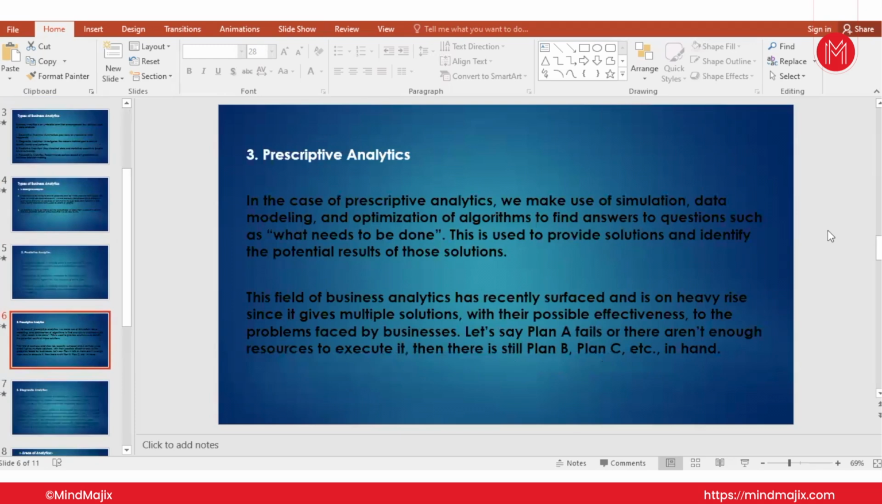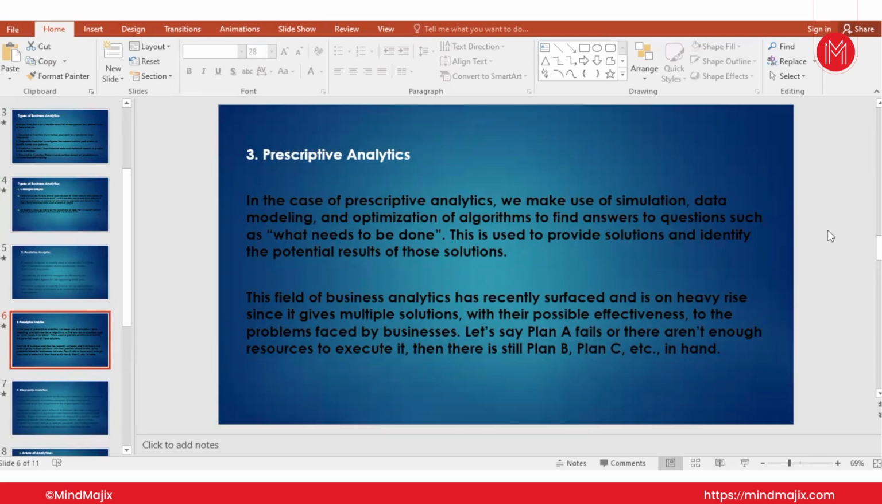Third one is prescriptive analytics. In prescriptive analytics, we make use of simulation, data modeling, and optimization of algorithms to find answers to questions such as what needs to be done. This is used to provide solutions and identify the potential results of those solutions. So with prescriptive analytics, we have some trends and some doubts over the data. On the basis of past data or some predictive analytics, we will try to determine what needs to be done to improve the revenue, improve the sales, or improve the processes. That kind of prescriptive analytics we can do over the past data.